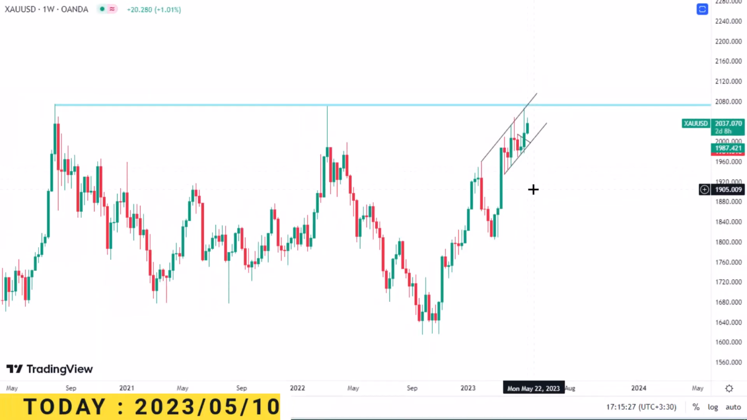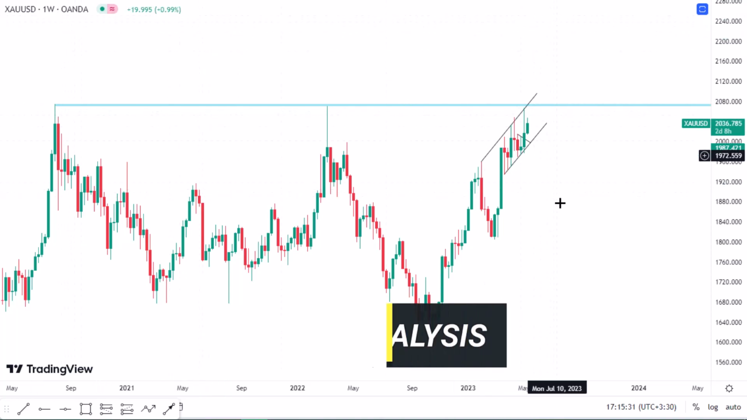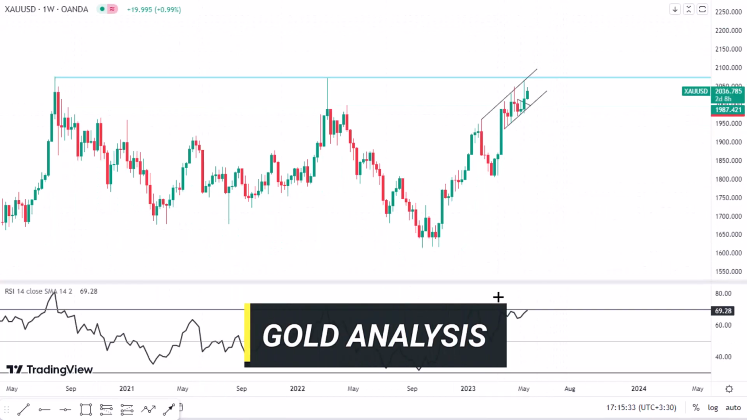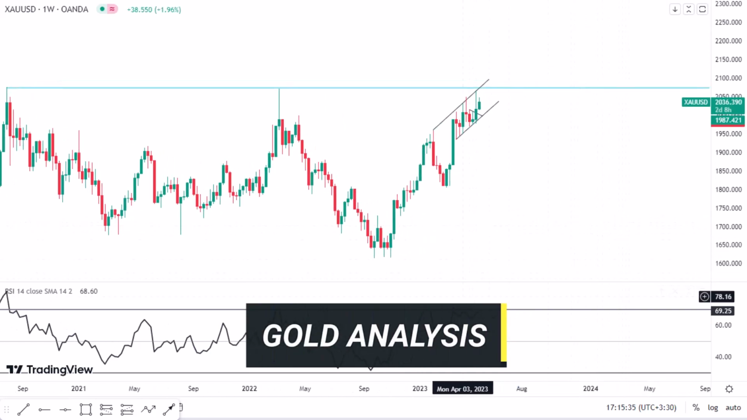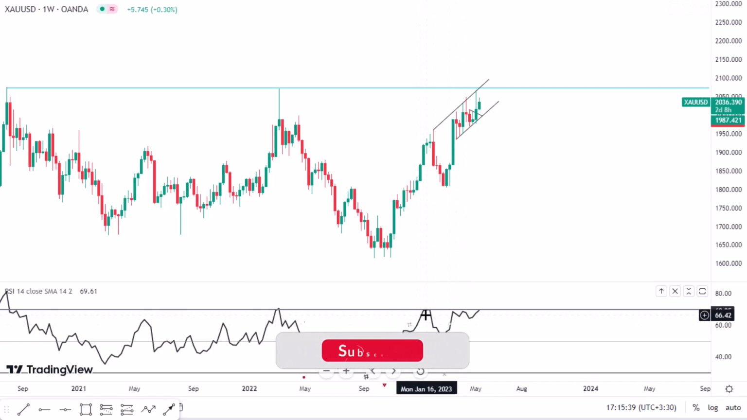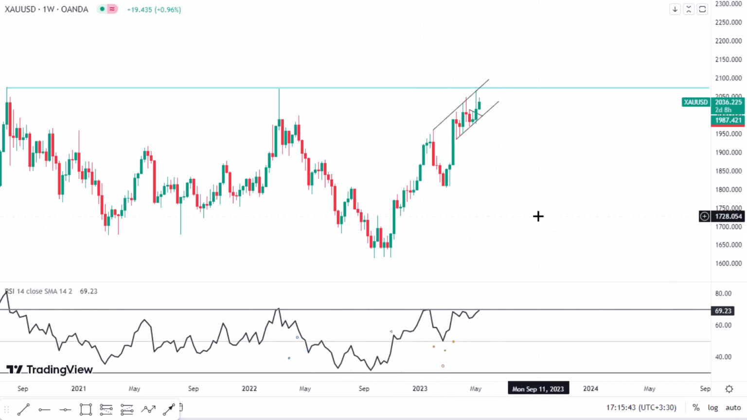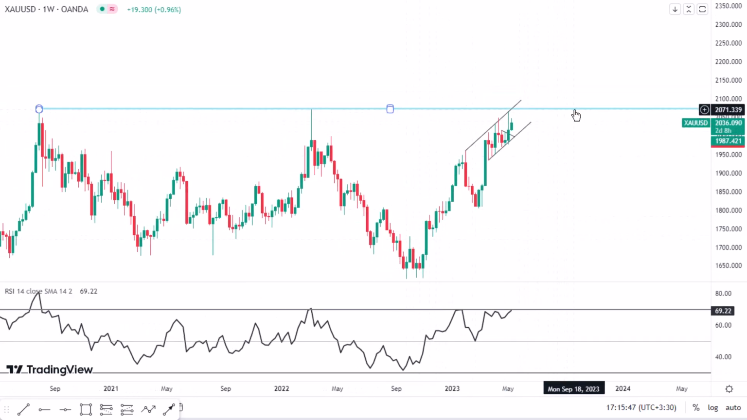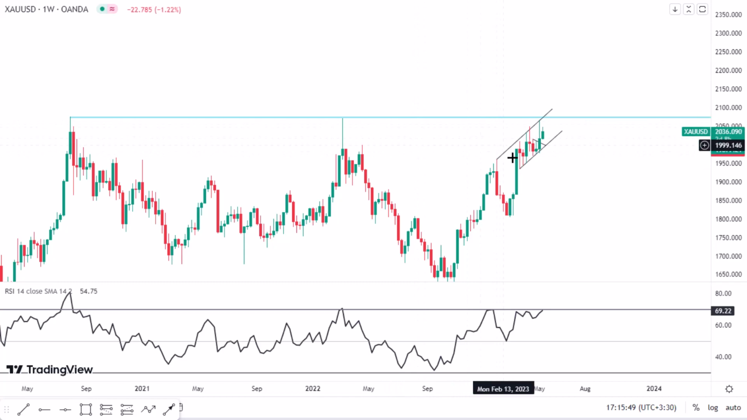Here we are on the gold chart, or XAUUSD chart, on the weekly time frame. We have RSI for the price. As you can see, the price is making higher highs and RSI is making lower lows, which shows that the price has divergence. Also, we have this strong resistance in front of the price, and candles with shadows from the upside: 1, 2, 3, 4 shadows from the upside.